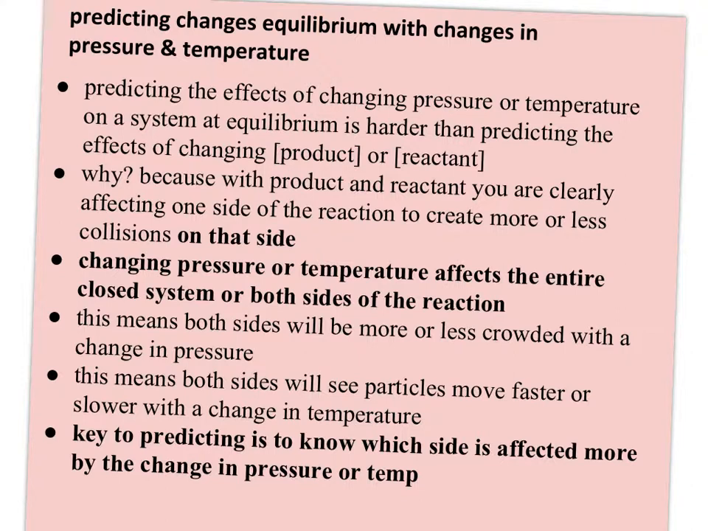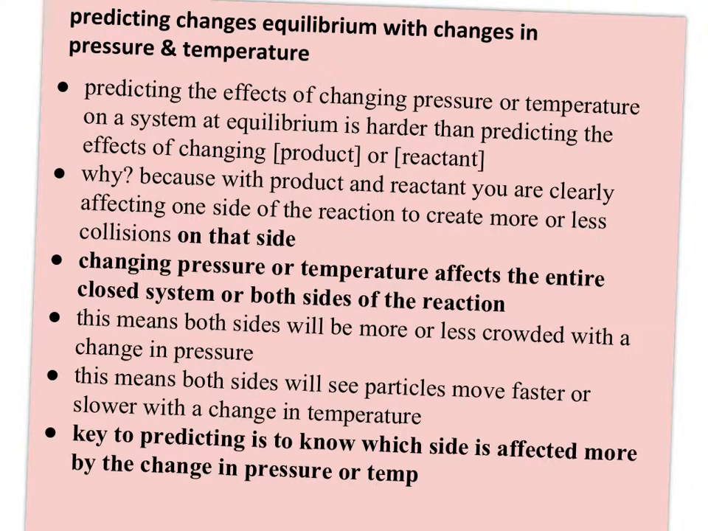Predicting changes in equilibrium with changing pressure or temperature is a little trickier, and that's because if you change a product or reactant, you're clearly changing one side of the reaction to create either more collisions or fewer collisions on that side. But when you change the pressure or the temperature, you have to remember you are changing that pressure and temperature on both sides of the reaction. It's one system. Your reactant and product are in the same container.